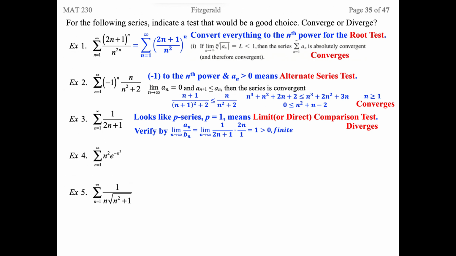The powers on top and bottom of your leading terms are the same. The leading coefficient ratio is your limit. 2 over 2 is equal to 1. That's greater than 0, and it's finite. So that justifies the fact that we diverge.